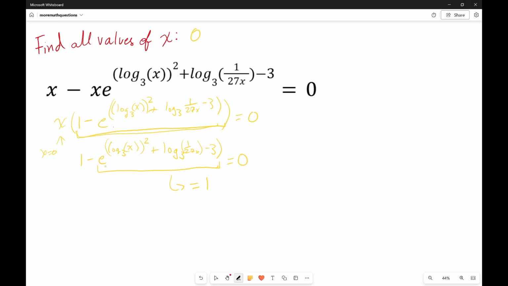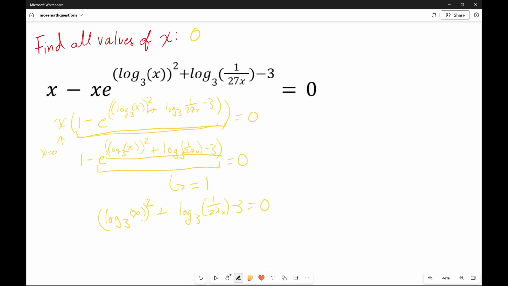Any exponent that has to the power of 0 is always going to equal 1. So what we have to do is just set this exponent up here equal to 0. So let's do that. Log base 3 of x, whole squared, plus log base 3 of 1 over 27x, minus 3. Okay, let's not forget the equal to 0.